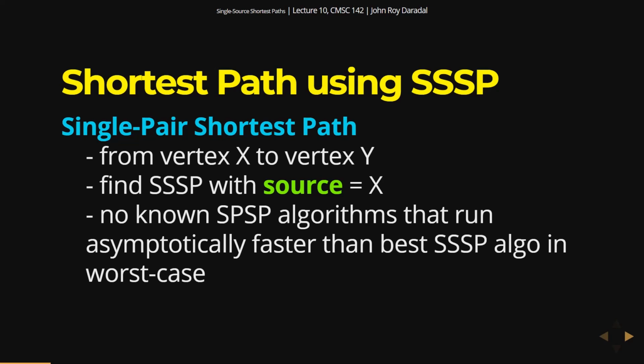So for now, there is no algorithm that would run faster than SSSP if you're just trying to find SPSP in general, asymptotically. There could be cases wherein an SPSP algorithm will run faster, but that is only for some cases, not in the general sense. So you can use SSSP starting with x to find all pairs and then just isolate the shortest path from x to y. Of course you're doing more work, but for now that is the best that you can do. You can't do better than it so far.